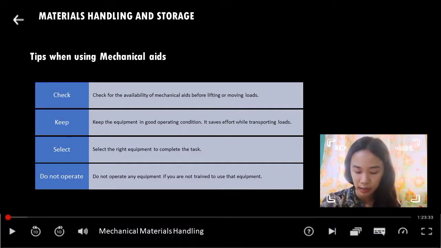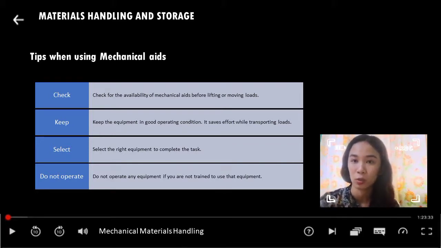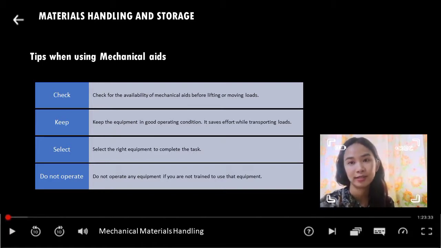Third, select the right equipment to complete the task. So meaning, just pick up the equipment that is necessary for the task that you are doing. And lastly, do not operate any equipment if you are not trained to use that equipment. Basically, don't use any equipment if you don't know how to use it, to avoid accidents and uncertainties.